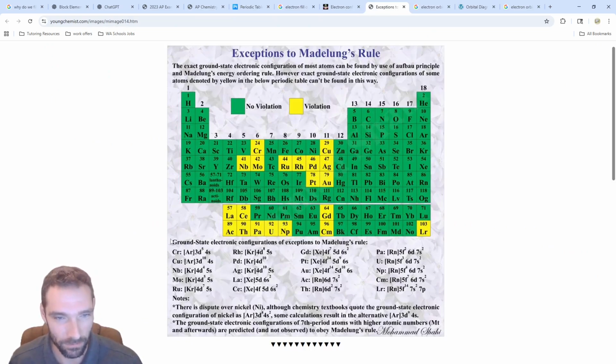Here's another more complete list of exceptions. Not all of them have half-filled energy levels, but that's a good explanation for things like our chromium right there or our copper here. We can see that those are having full or half filled orbitals, so that helps us explain why it's written that way.